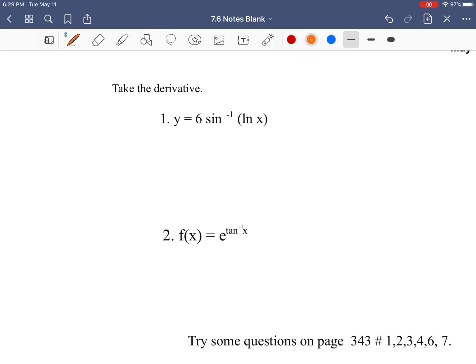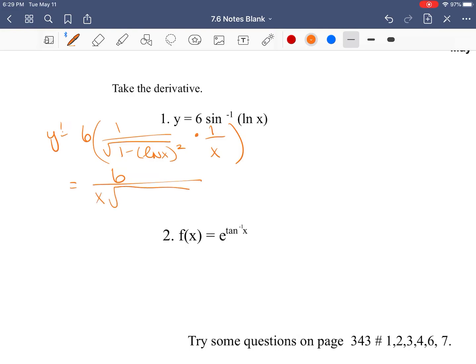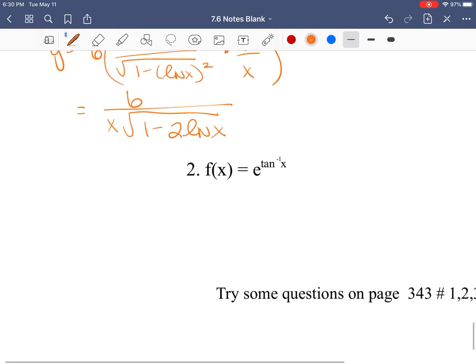Next up, let's take the derivative of some of these. So we've got the derivative of 6 times inverse sine, which is going to be 1 over the square root of 1 minus ln x squared times the derivative of the stuff. Derivative of ln x is 1 over x. And simplify, this is going to be 6 over x times the root of 1 minus 2 ln x. Excellent.